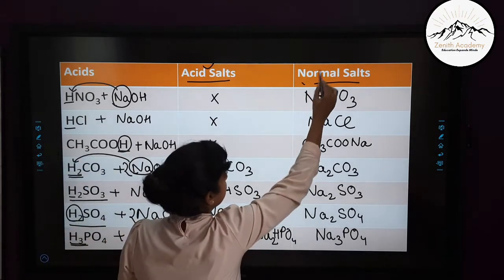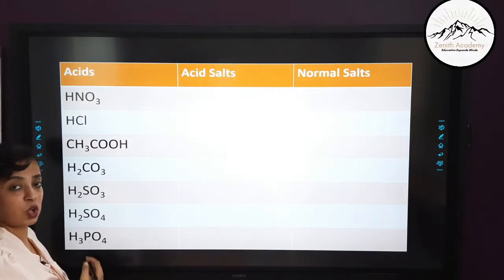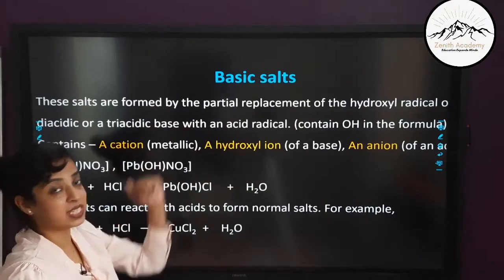Okay. So by partial replacement of the hydrogen of the acid, acid salts are formed, and by complete replacement of hydrogen, normal salts are formed. I hope you have understood the difference between acid salt and normal salts. Now let's go ahead and learn about basic salts.